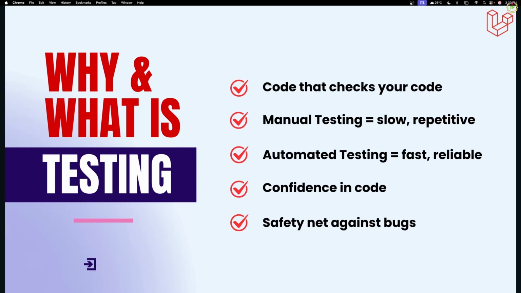Now there are two ways to test the code: manual testing and automated testing. In manual testing, you click buttons, refresh pages, and check results yourself. But in automated testing, you write code that runs those checks automatically. So automated tests are faster, repeatable, and catch bugs before your users do. You can think of them as a safety net. That means every time you change code, tests reassure you, yes, the app still works.